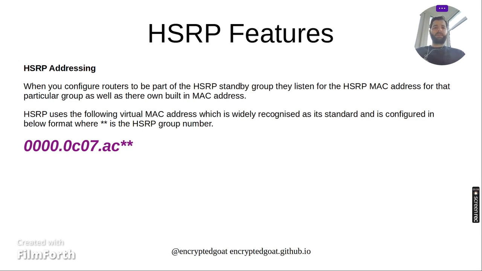When you configure routers to be part of the standby group, they listen for the virtual MAC address for that particular group, as well as their own built-in MAC address. As an example, HSRP uses the following virtual MAC address, which is widely recognized as its standard and is configured in the below format, where the end section is the actual group number. So in this case, let's say group number was 1, that would be 0000.0C07.AC01. That's how it would look in hexadecimal there.